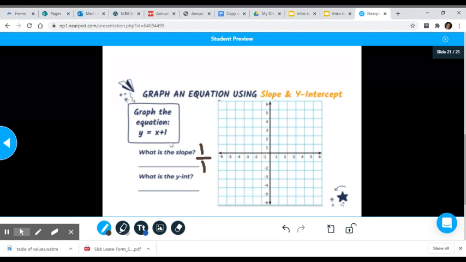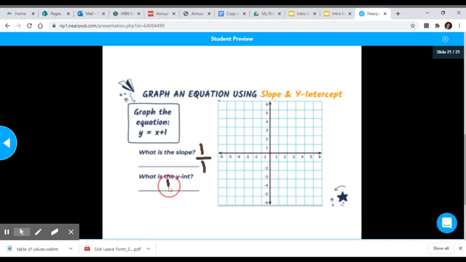Now it says, what is the y-intercept? Our y-intercept is represented, remember, by that b. So that b is actually this positive 1, this plus 1. So our y-intercept is 1.